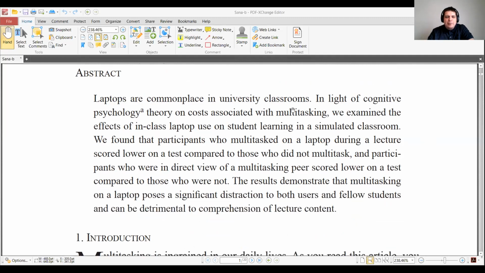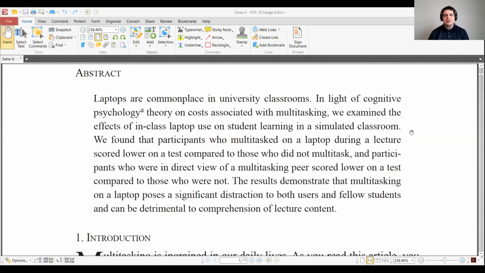And they point out that laptops are pretty much everywhere in university classrooms, even in big lecture halls. And they used this particular method. They used cognitive psychology theory on multitasking. So this idea that maybe if you try to do multiple things at once, it doesn't work quite as efficiently as you think it does. And so they examined the effects of in-class laptop use on student learning in a simulated classroom.